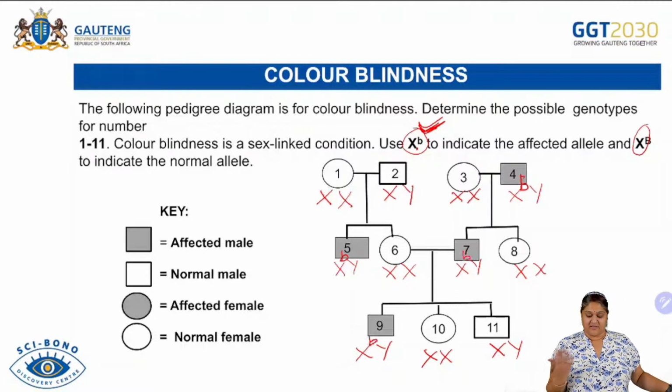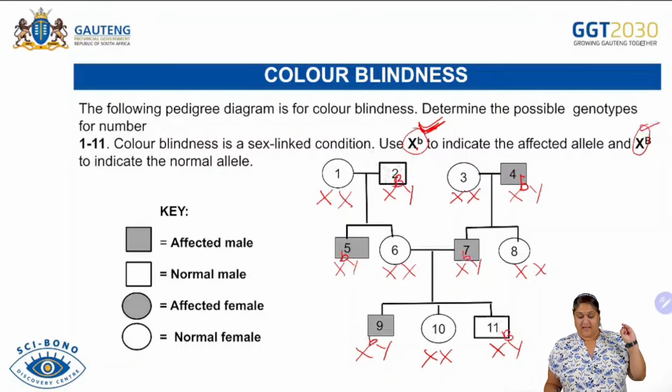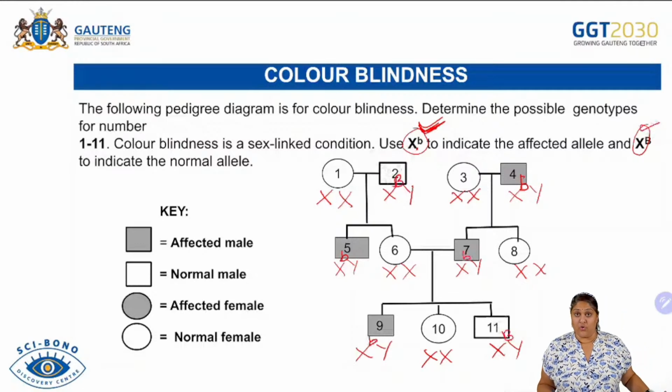Now we can do the males. Let's look at the normal males. So the normal males will have this allele, so this one will be a capital B. We also have number 11, which will also have a capital B. Right. So now we need to account for number 1, number 3, number 6, number 8, and number 10. All of these individuals are female and they are normal, so they do not have color blindness.